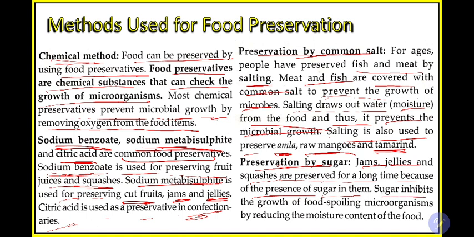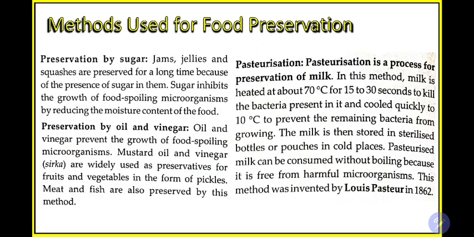How does it help? Sugar inhibits the growth of food-spoiling microorganisms by reducing the moisture content of the food. Similar to the salt process, it also removes the water from it. So ultimately, what will happen? No water means no moisture, and no moisture means no microbial growth. Sugar in jam and jellies. Okay, sugar done.